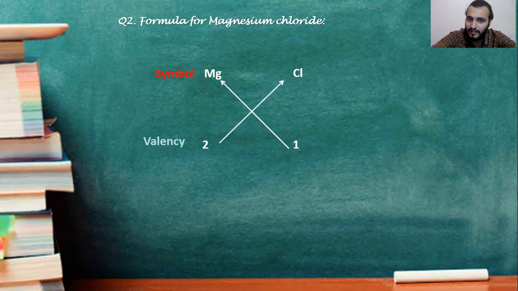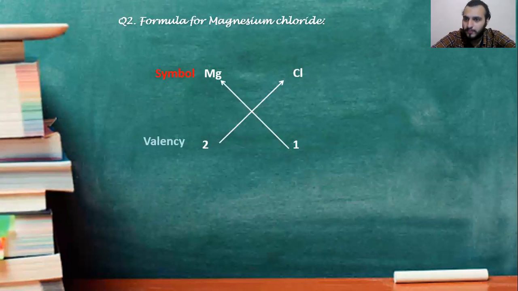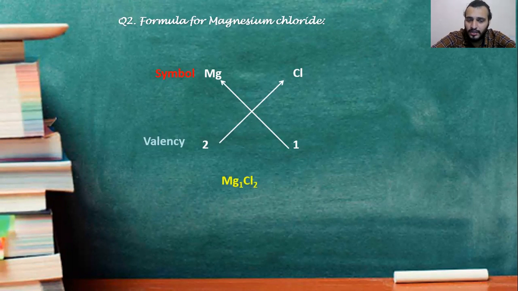Similarly, second, magnesium chloride. Again, first we write the symbols: magnesium Mg, chloride Cl. Step 2, their valency: the valency of magnesium is 2, chlorine is 1. Cross multiplication gives Mg1, Cl2. But as usual, we don't write 1, so it is only MgCl2.